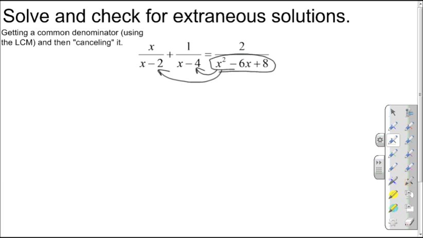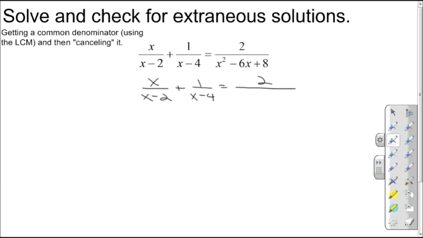So let's take a look. We're going to get x over x minus 2 plus 1 over x minus 4 is equal to 2 over, when I factor this, I'm looking for the factors of 8 that make negative 6, and they are, in fact, x minus 2 in quantity times a quantity x minus 4. So when I'm looking for the LCM here, the LCM is really just going to be x minus 2, the quantity thereof, times x minus 4.